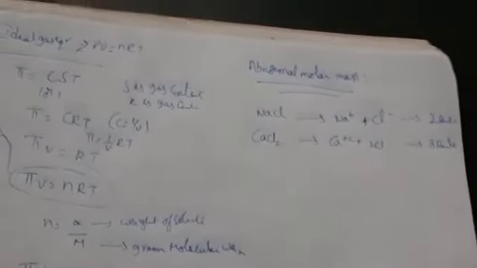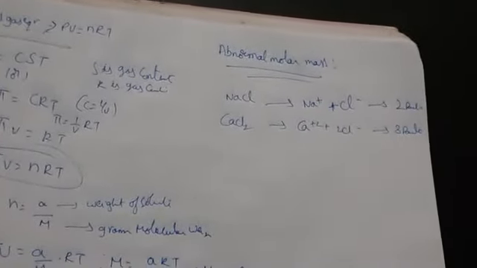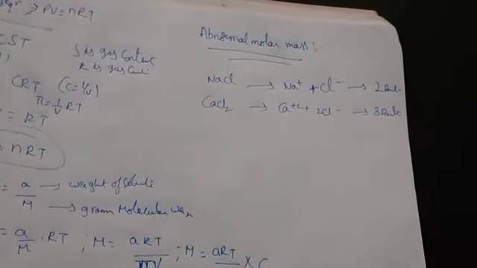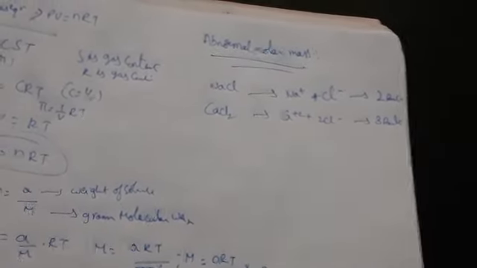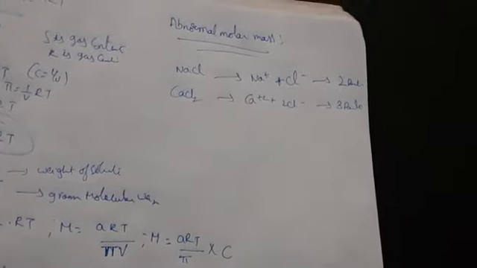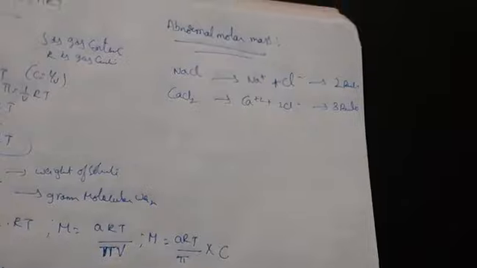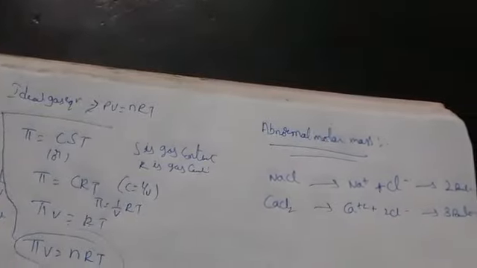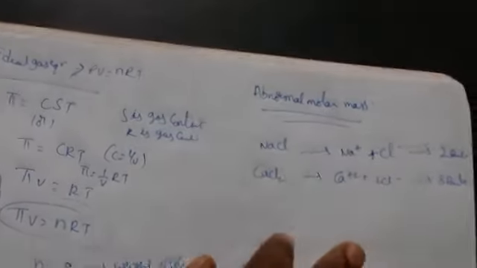In an ideal solution, the intermolecular forces in the solvent are negligible. But in non-ideal solutions, the intermolecular forces are considered. Such solutions show deviations from Raoult's law, which means the colligative properties are going to show deviations. And we have seen the examples also.